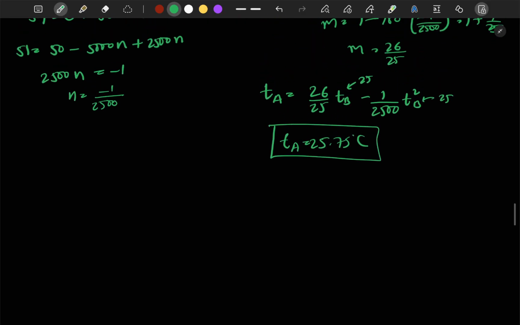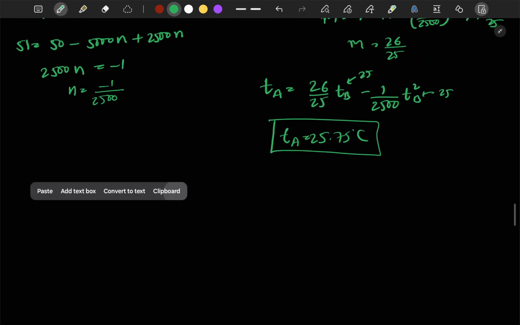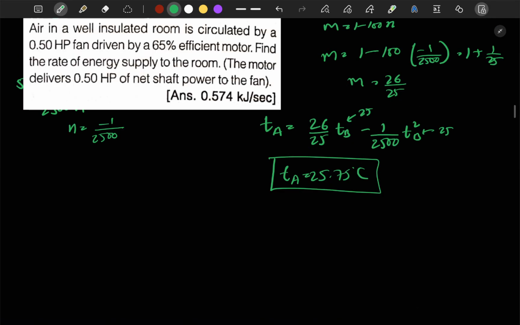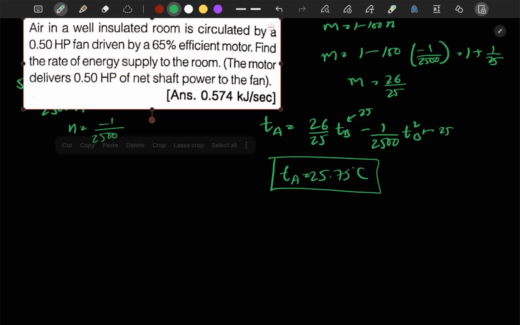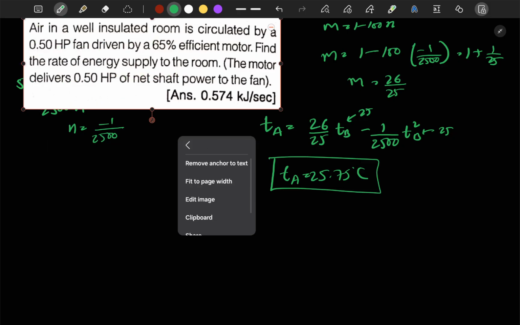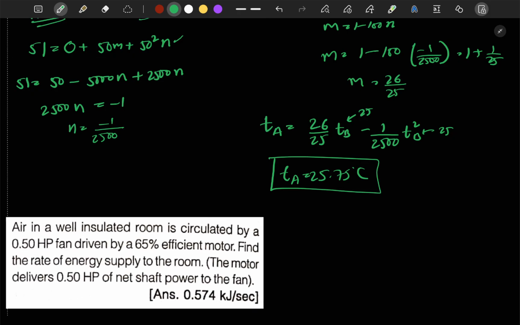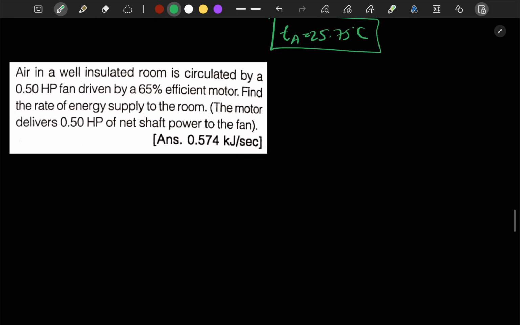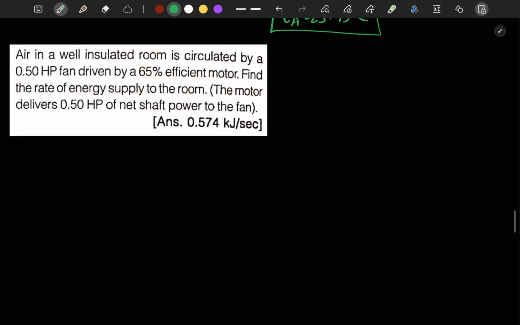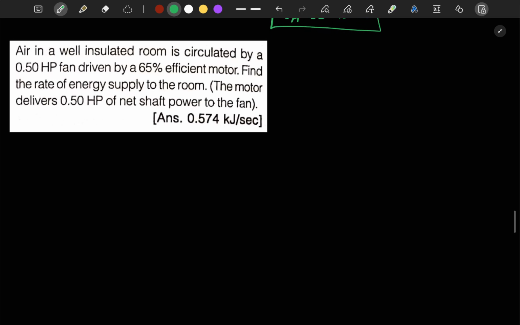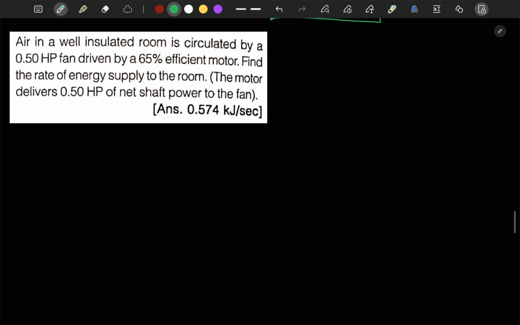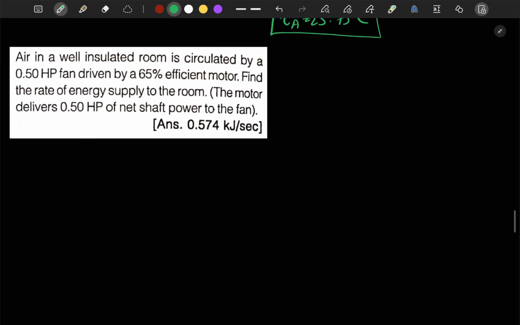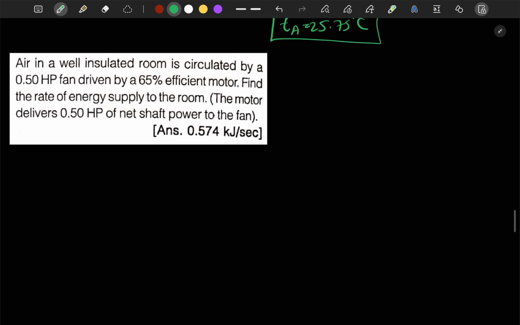So we will move to the next question. Let's talk about this question. Here it is. Air in a well insulated room is circulated by a 0.5 HP fan driven by a 65% efficiency motor. Find the rate of energy supplied to the room of shaft power to the fan.